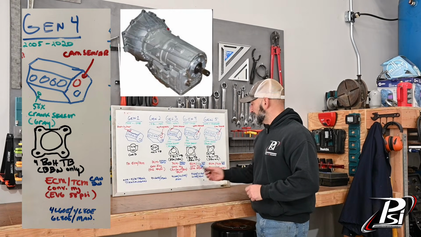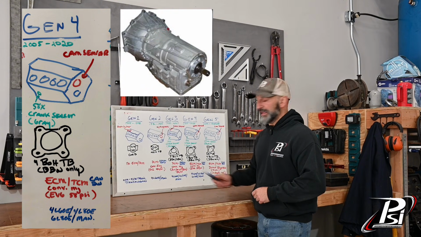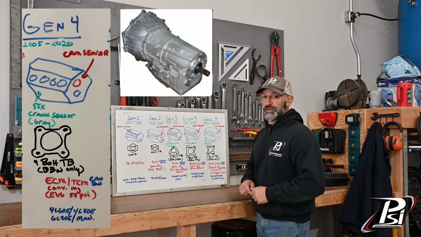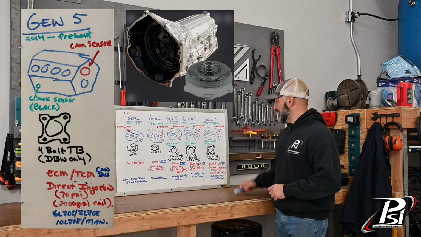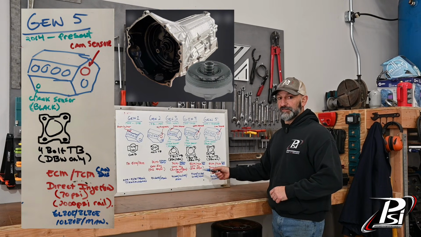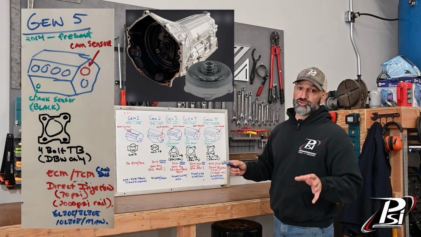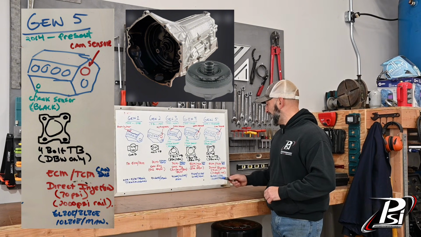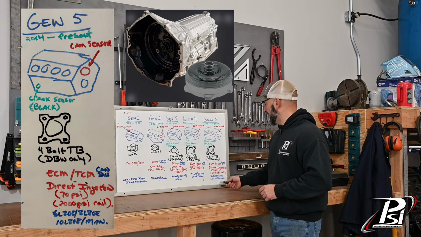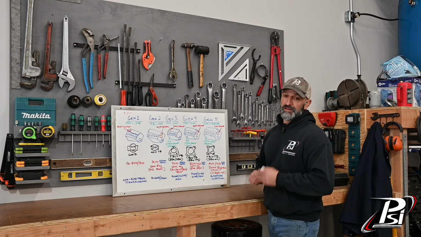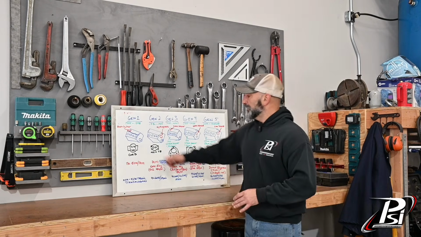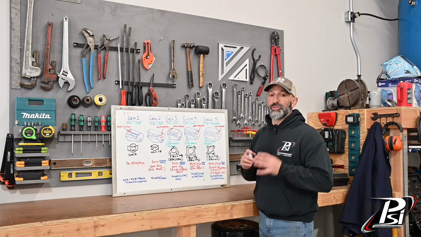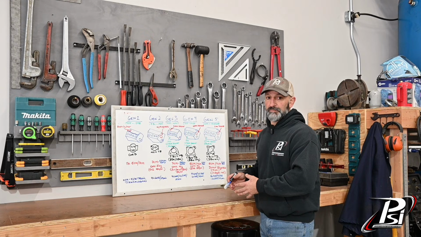Get into Gen 4s. Now we got 4L60E, 4L80E, 6L80E, manual transmission. Get into the Gen 5s. No more 4-speeds unless you use an aftermarket controller, which PSI does sell. Now we're at 6L80E, 8L80E, 10L80E, and the manual transmissions. So again, as you can see here, notwithstanding the art, it's a basic breakdown of how things changed over time.